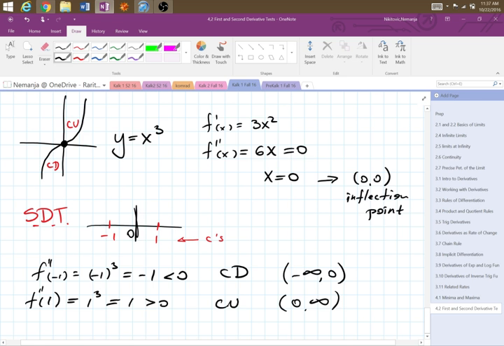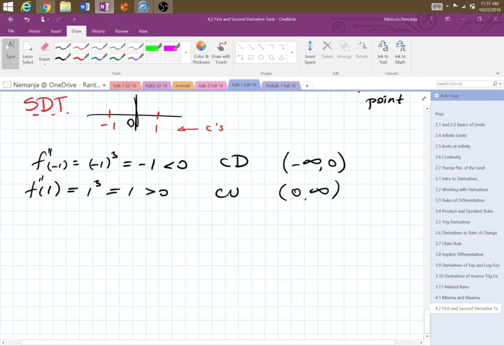Let's take a look at a spicier example, and that's it. There's nothing else. So the procedure is identical for both. For the first derivative test, you do the first derivative, increase, decrease. For the second derivative test, you will do the second derivative and you will get concavity. That's all. For the first derivative, you have the critical points to separate between increase, decrease. For the second derivative, you have inflection points to separate between concave up and concave down.